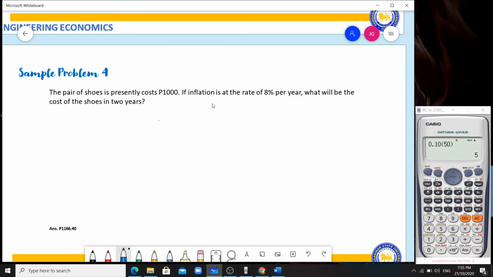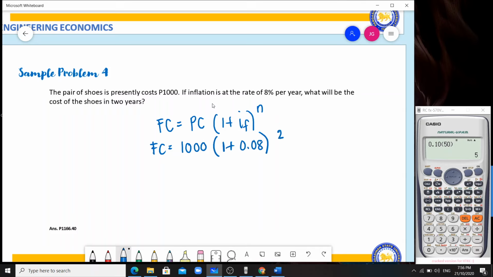So ang formula natin diyan is future cost of the commodity, present cost of the commodity times 1 plus the inflation rate, IF, raised to the n years. So, ang hinahanap is the price. So, ang presyo na ngayon is 1,000 times 1 plus 0.08 raised to 2. Okay? 1,000 times 1 plus 0.08 squared.